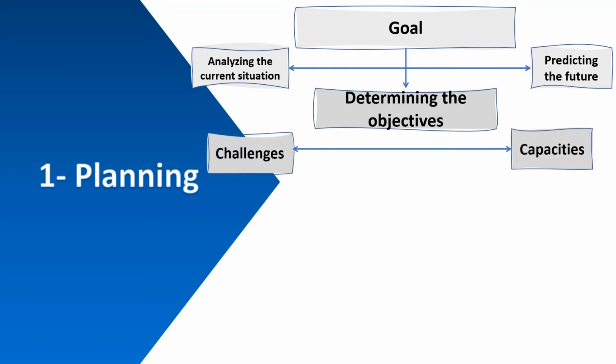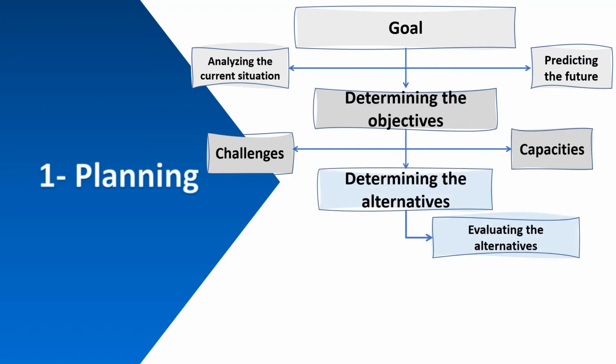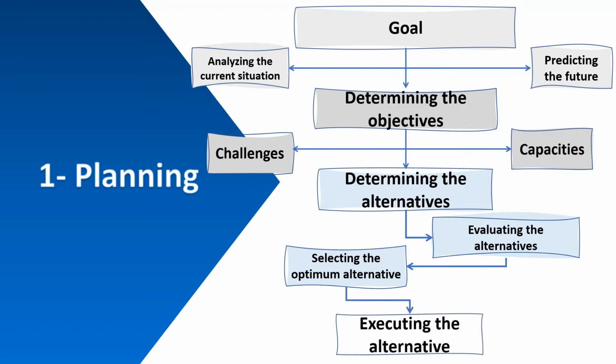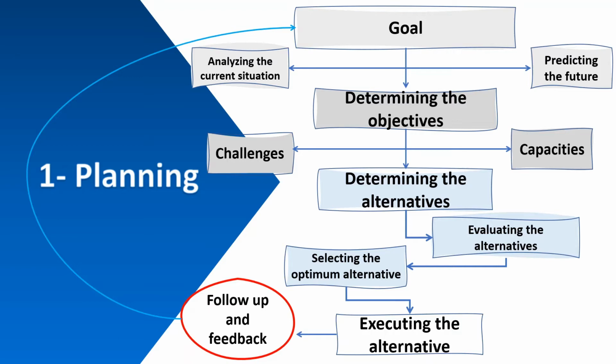Through the previous steps, the planning team shall propose alternatives to evaluate them to select the optimum one. Thus, the planning process ends with executing the determined alternative. However, following up the plan's execution is crucial to make any necessary amendments or corrections.